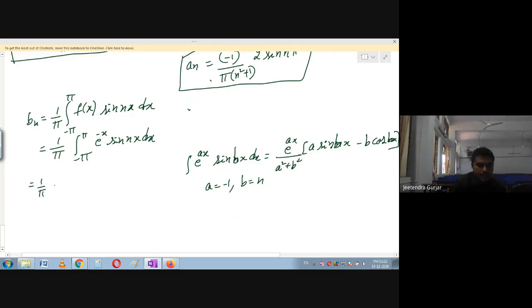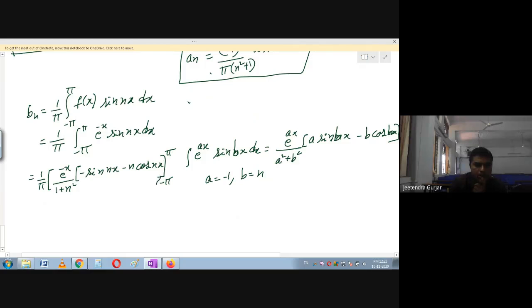1 upon pi. Yes. So integration, that will be e raised to minus x upon 1 minus 1 square is 1 plus n square, and minus sine nx minus n cos nx, integration from minus pi to pi. So you can see upper limit is pi, lower limit is minus pi. So there are two brackets. So here also you have two brackets. Fine, no problem.